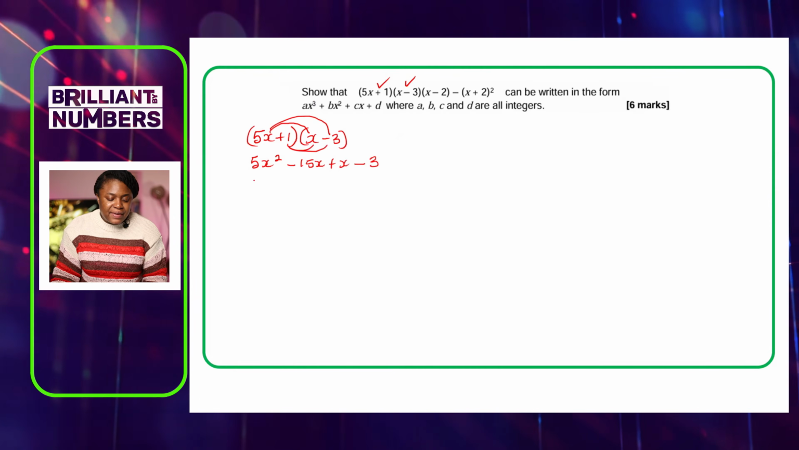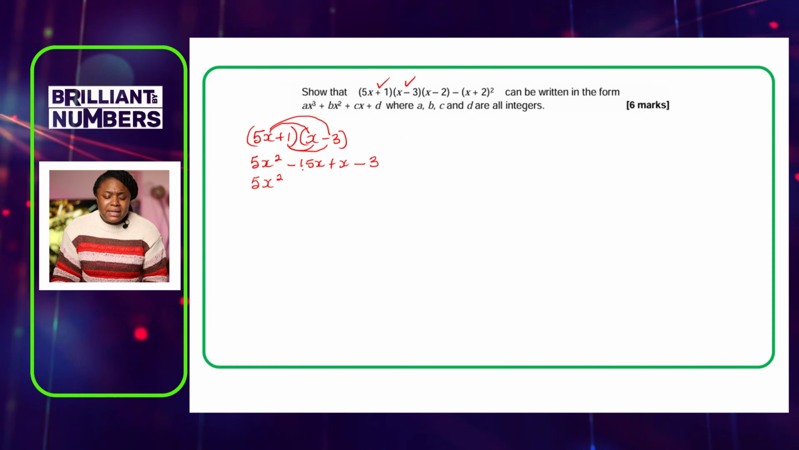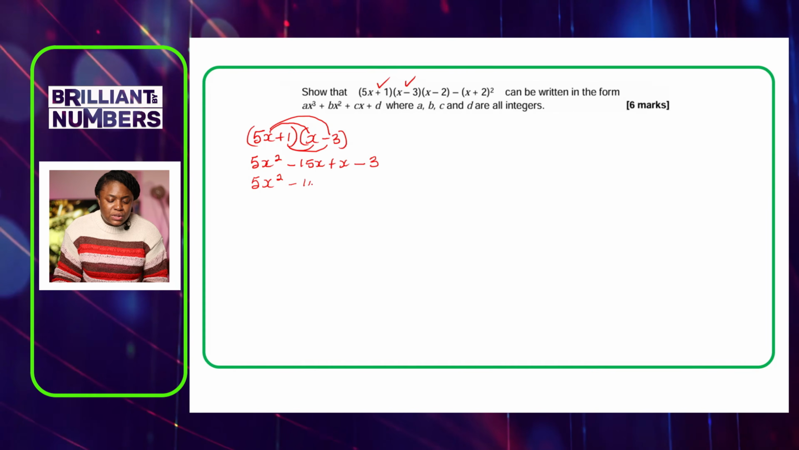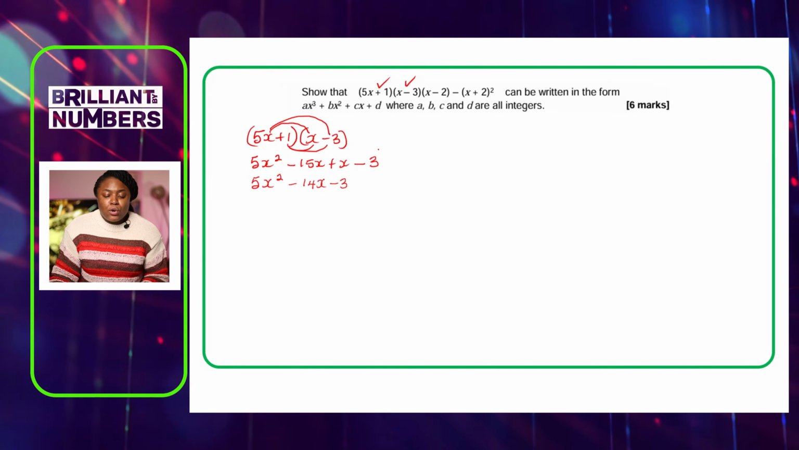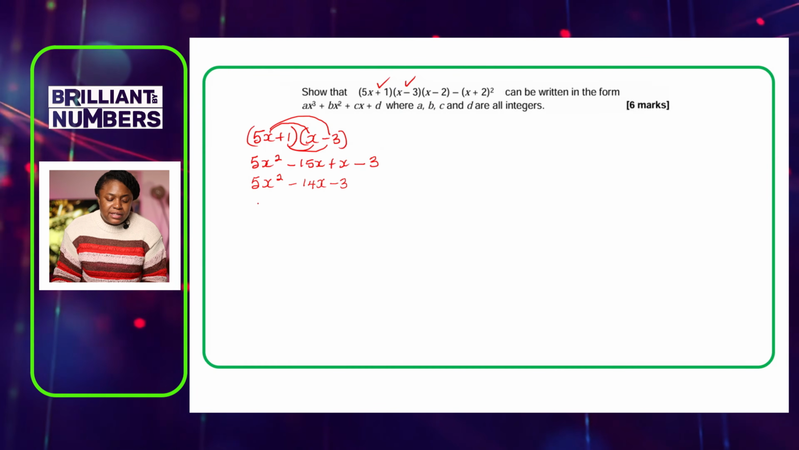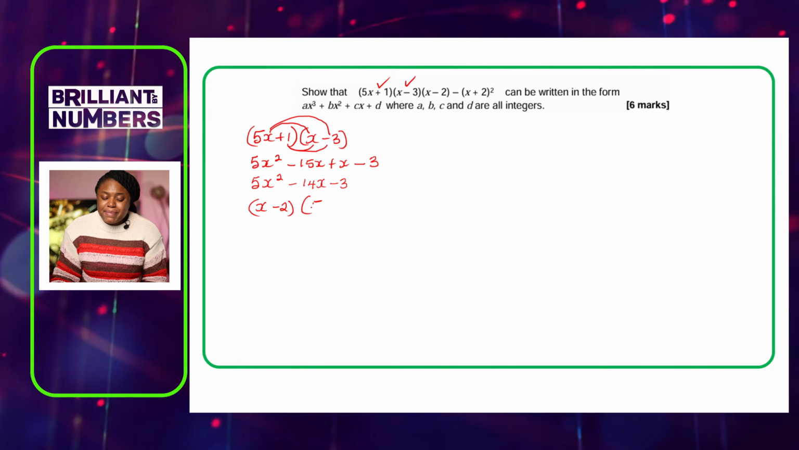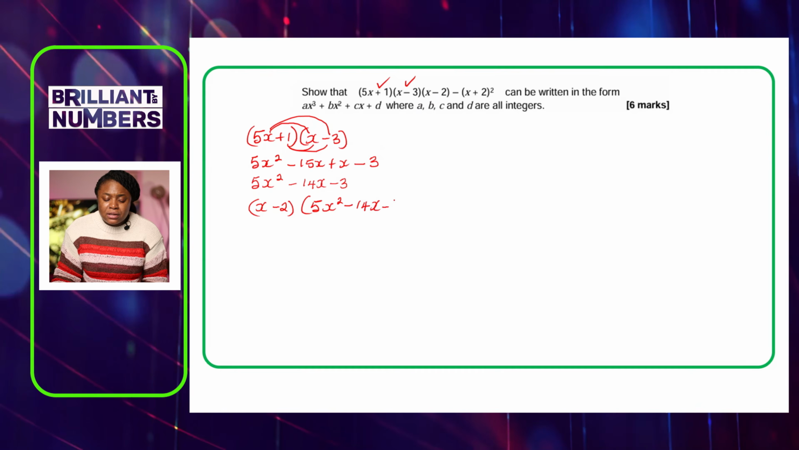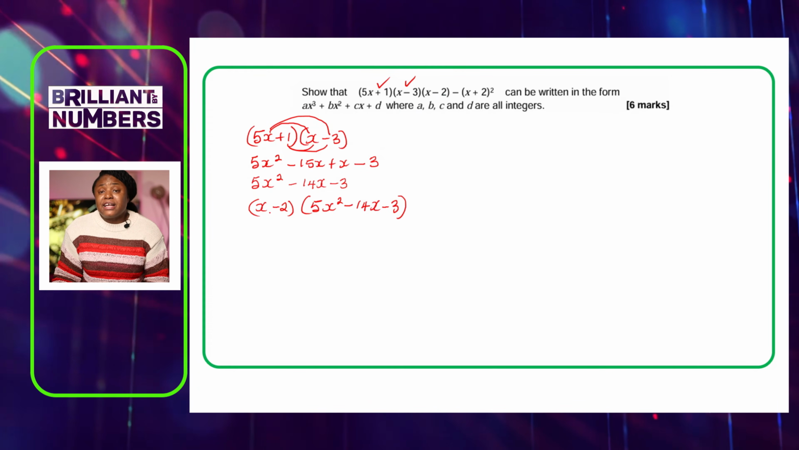We now need to simplify that. So for that bit, we get 5x squared. In the middle, we have minus 15x plus x, that's minus 14x, minus 3. So we are now going to use the value that we have, the third bracket, to expand this one. So we've got x minus 2, and then I'm going to expand it with 5x squared minus 14x minus 3. So we go ahead and we use x to expand the bracket.